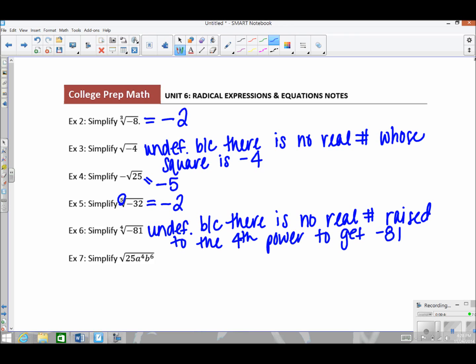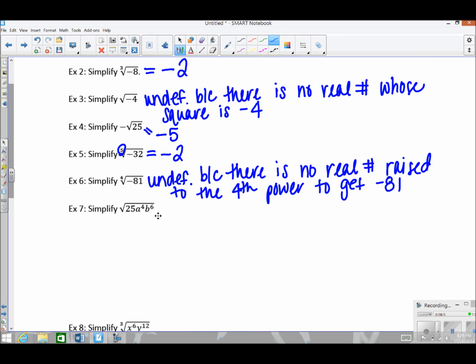So again, because you'd be multiplying something by itself 4 times, there's no way that you would ever get a negative. It's always got to be a positive. When we look at this next example, now we have some variables in here.